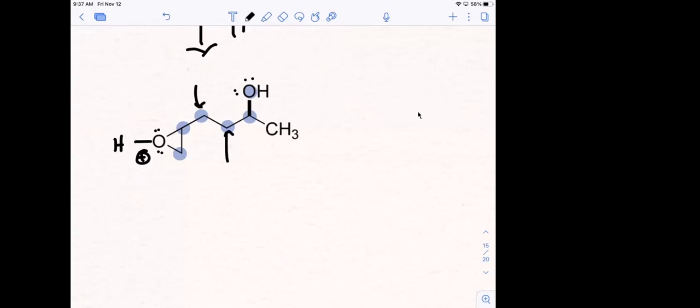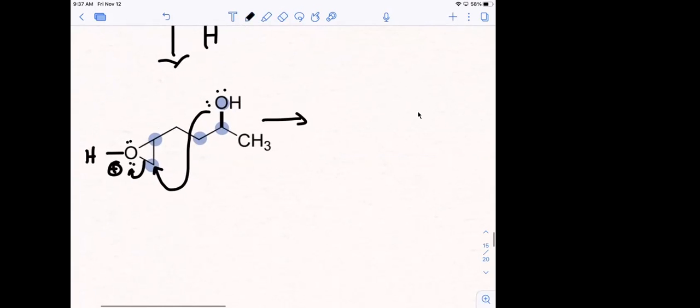Well, okay, so let's think about that. We're trying to open the epoxide. Will either one of those carbons attacking cause that epoxide to open? For the epoxide to open, it's going to be the carbon at the bottom. Yeah, so I want to do this, right? And in doing that, let me erase these other arrows. In doing that, now I've actually popped open the epoxide.